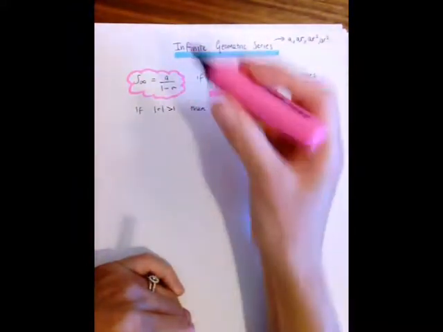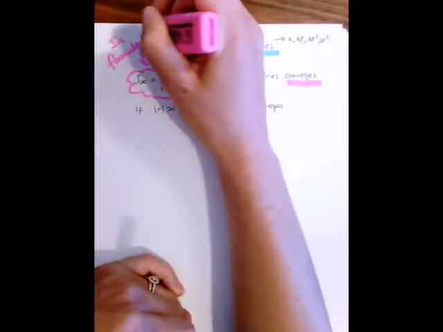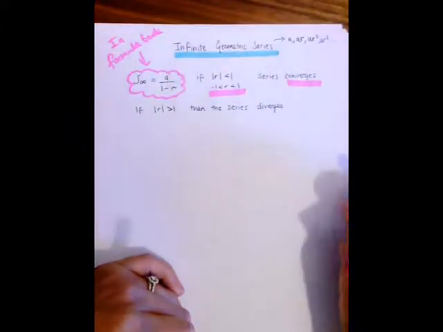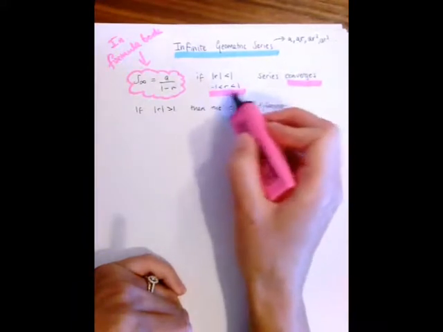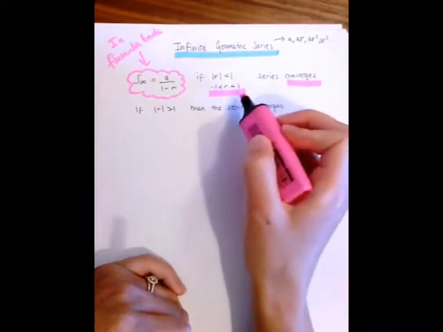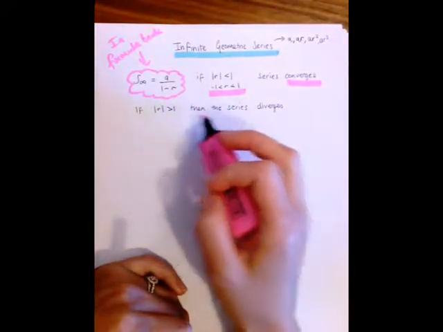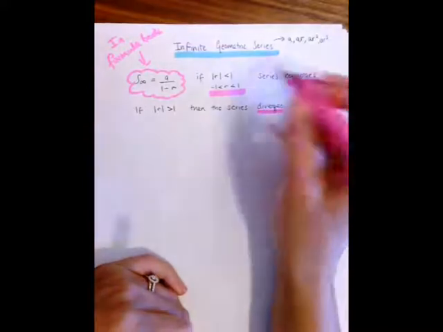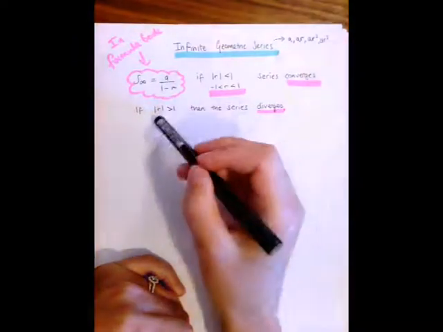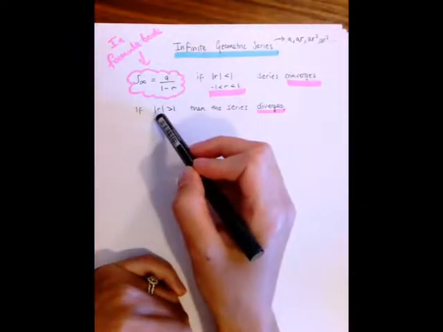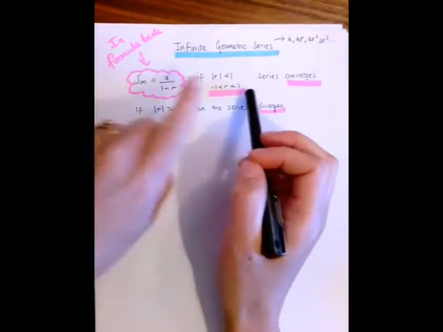Now you're given this in the formula booklet, so you don't need to learn it off by heart. You just need to know where to find it, and you definitely need to know that you can only use it when r is between 1 and -1. Now, if the modulus of r is greater than 1, then we say the series diverges, so we cannot calculate the sum to infinity. That would be if r was less than -1 or greater than 1, so the opposite ends of this.